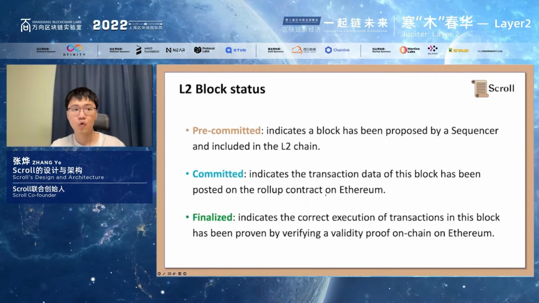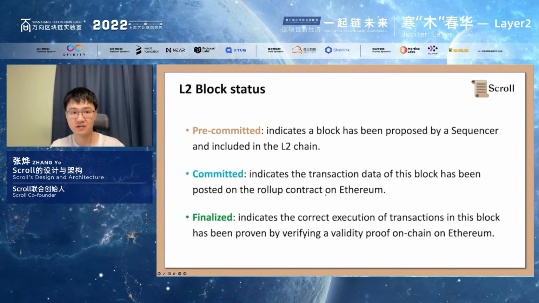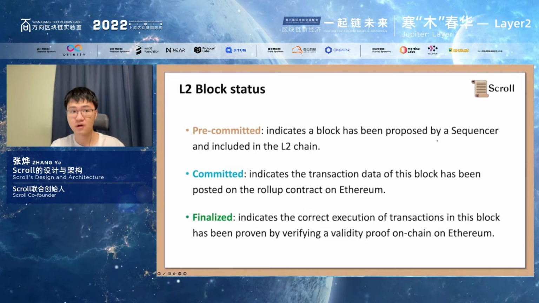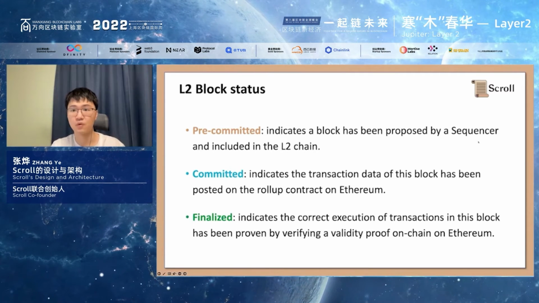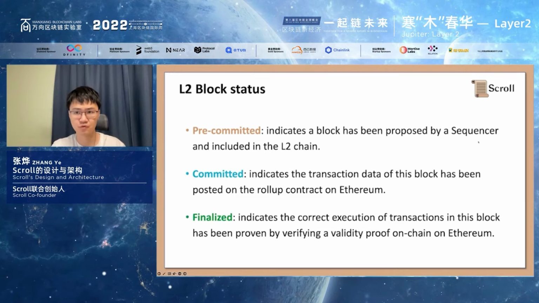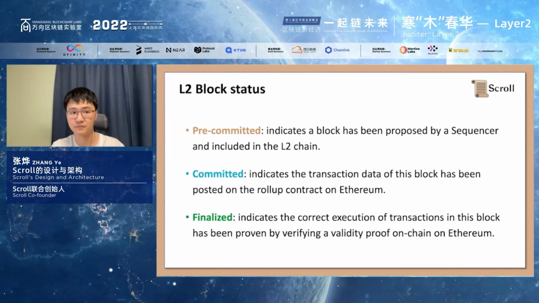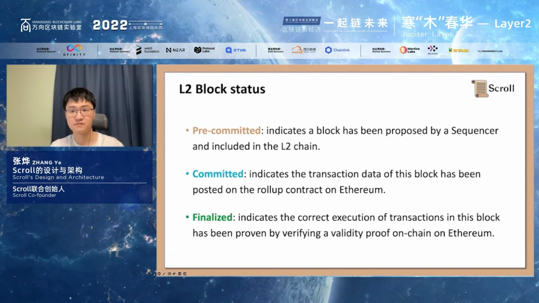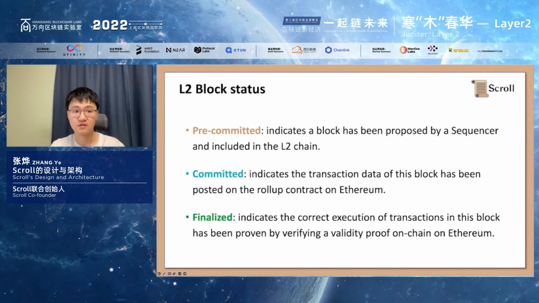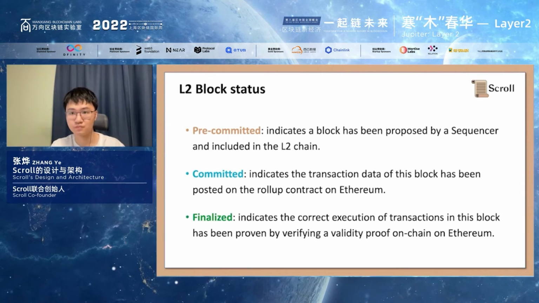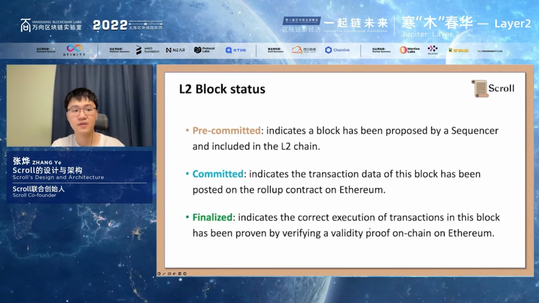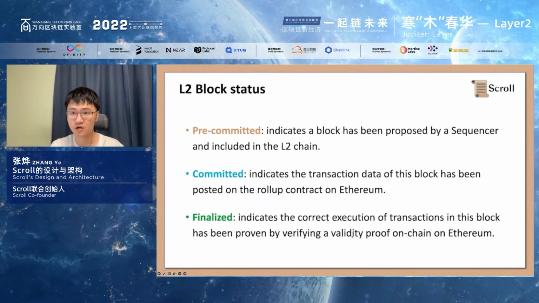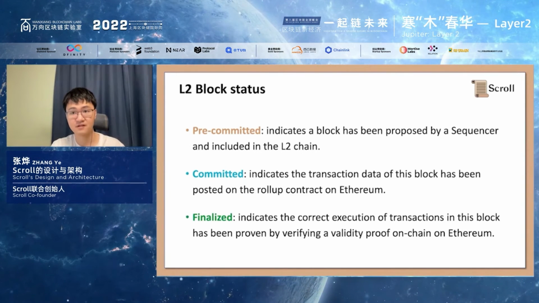And accordingly, we have 3 different types of status. One is called pre-committed, which indicates that a block has been proposed by a sequencer and included in our layer 2 chain. So once the sequencer includes your transaction, it will be pre-committed. Committed means the transaction data of this block has been posted on the rollup contract on Ethereum. So it's like our blue arrow, where you post the data on chain. And finalized indicates that the correct execution of the transactions in this block has been proven by the validity proof.